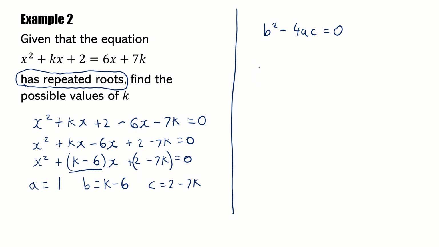All we've got to do now is whack those things, or more technically, substitute them, I should say, into that discriminant equation we've set up. So therefore, we have k minus 6 all squared, minus 4 lots of 1, lots of 2 minus 7k, equals 0, because the discriminant equation we set up was equal to 0. Because of the wording that said repeated roots, I should point out, not because of the equals 0 we saw earlier.